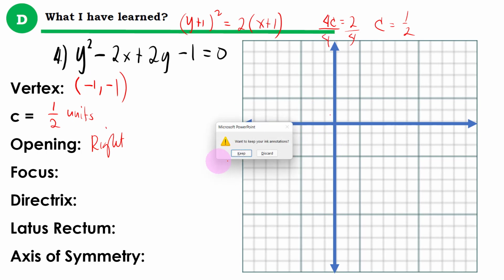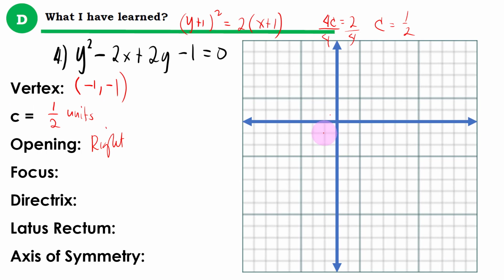Ayusin natin yung graph natin. Negative 1, negative 1, nandito pala yun. Ito yung ating vertex. And then 1/2 units yung ating C at opens to the right papunta dito. So, nandito yung ating focus, syempre. At ang coordinate ng focus natin ay negative 1/2, negative 1. And then, yung ating directrix ay nandito. Nasa 1 and 1/2 or 3/2. So, magiging x equals negative 3/2. Yun yung ating directrix. So, susulat natin dito yung ating directrix.